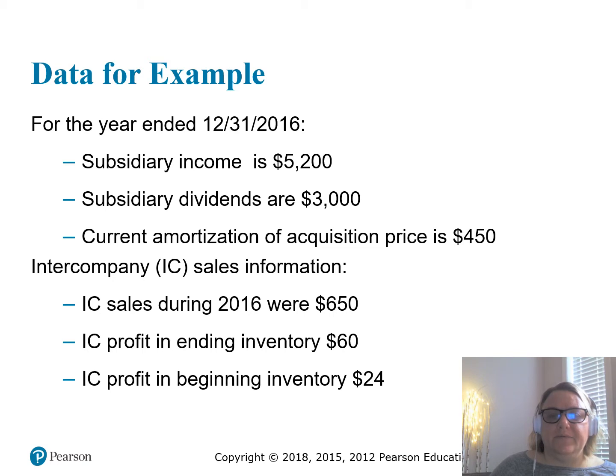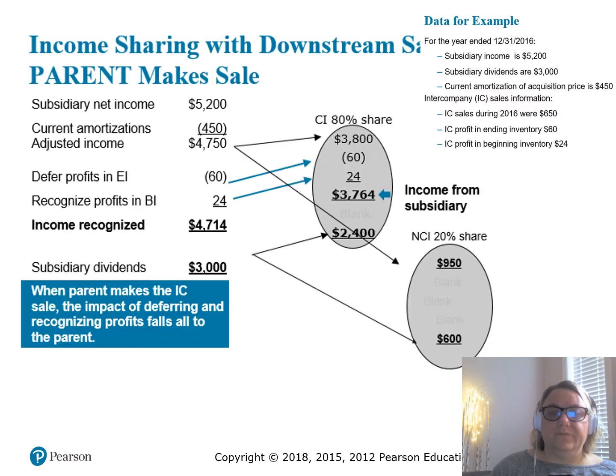And this is basically what we have. Subsidiary income, 5,200, dividends, 3,000. Current amortization acquisition price is 450. Intercompany sales during 2016 were 650. Intercompany profit in ending inventory was 60. And intercompany profit in beginning inventory was 24.